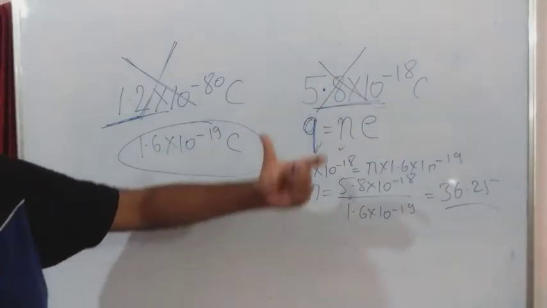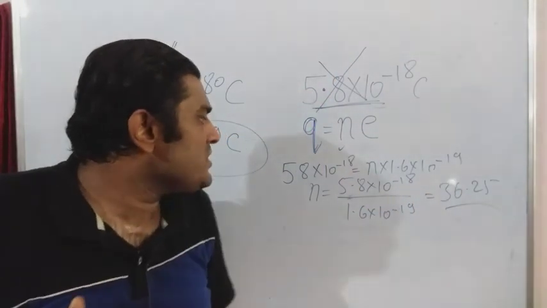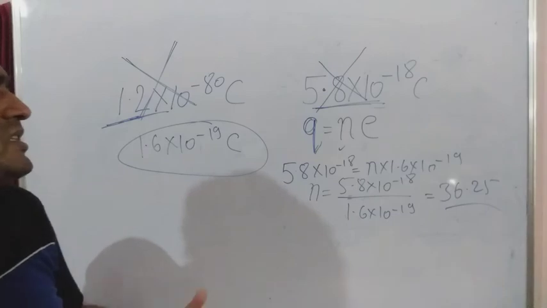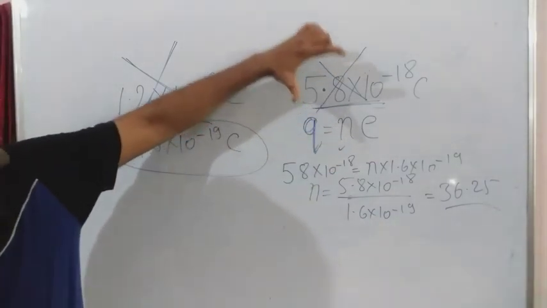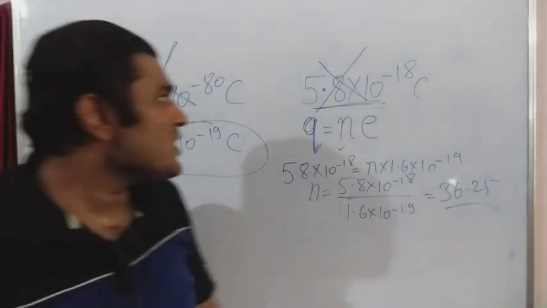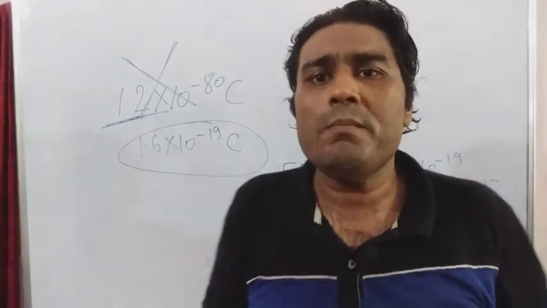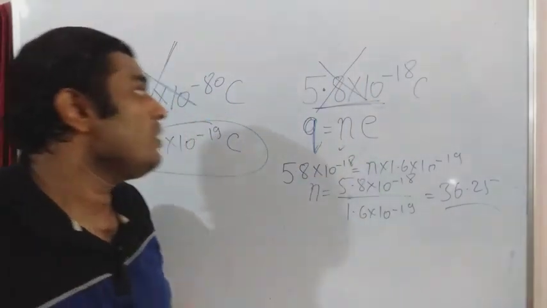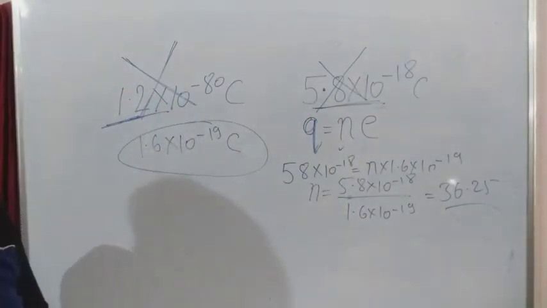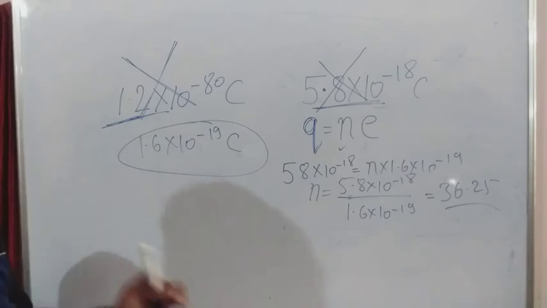Right now this n is not an integer. The value of n is 36.25, which is not an integer. So this charge doesn't exist. Once again I am repeating that it doesn't matter whether it's negative 5.8 into 10 to the power minus 18 coulomb or positive 5.8 into 10 to the power minus 18 coulomb.